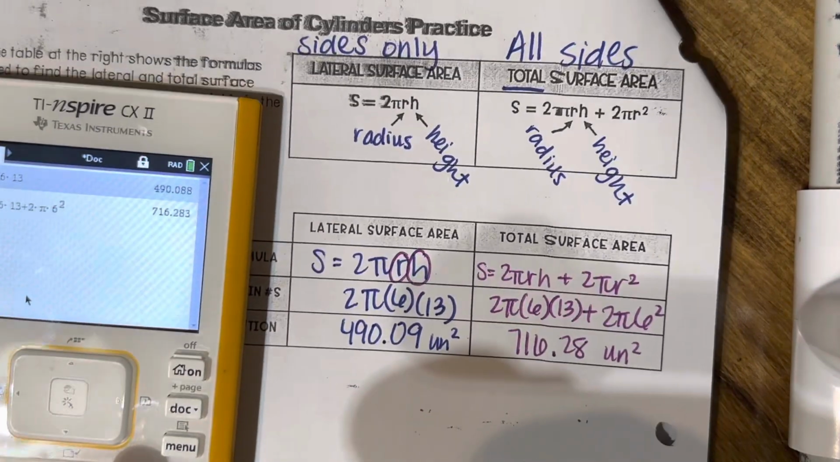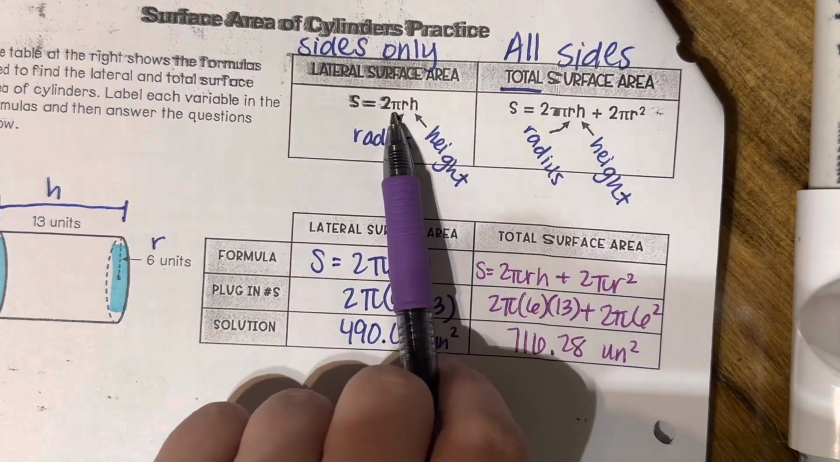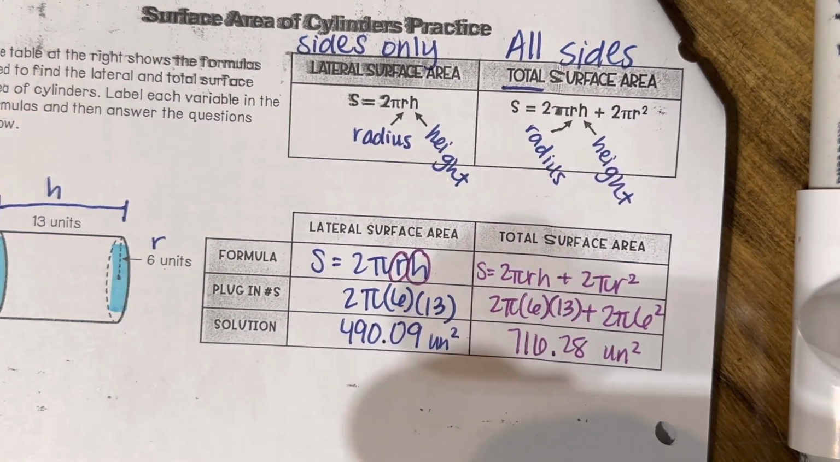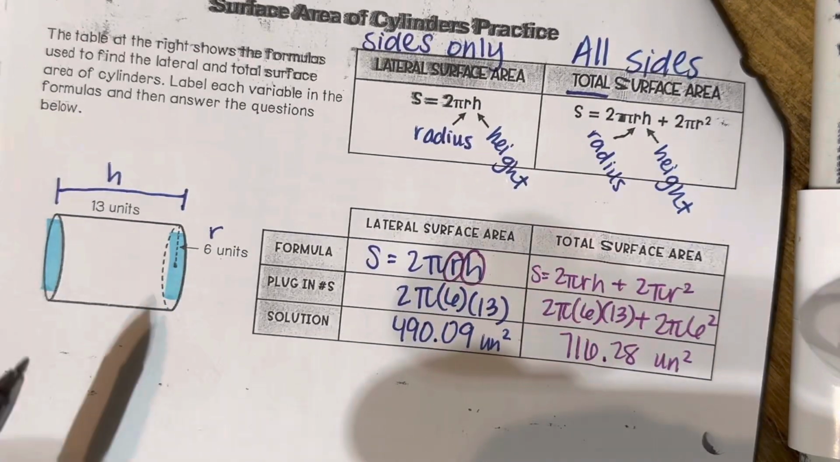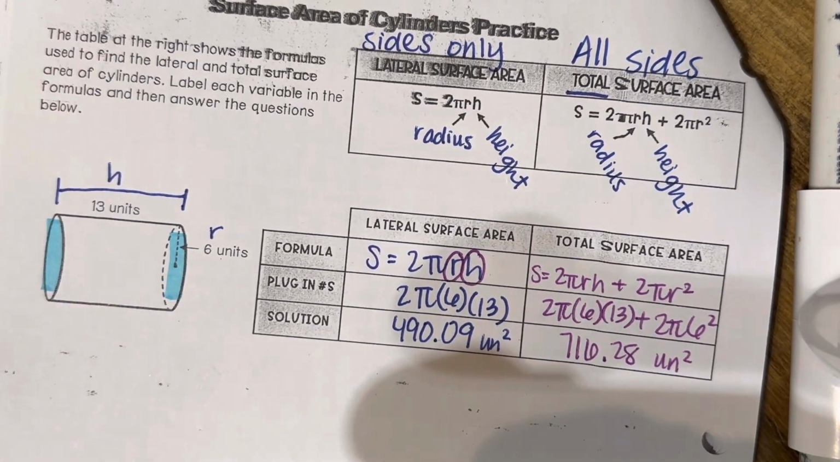So for surface area of cylinders, the most important thing is to use the correct formula for either lateral surface area or total surface area, and make sure you are identifying the correct radius and the height of your cylinders.